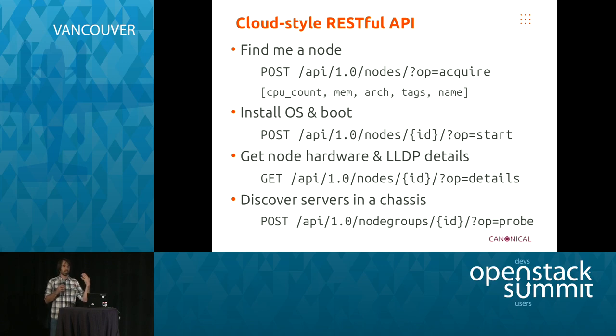You can provide CPU count, memory, and architecture, but you can also provide arbitrary tags that we set up for you. So you can say, give me a machine with a GPU, or give me a machine with an FPGA, or give me an ARM machine with two cores that has an SSD attached to it. So it gives you that ability to find in the data center what machines you actually want.